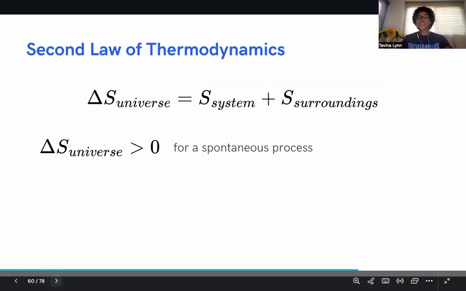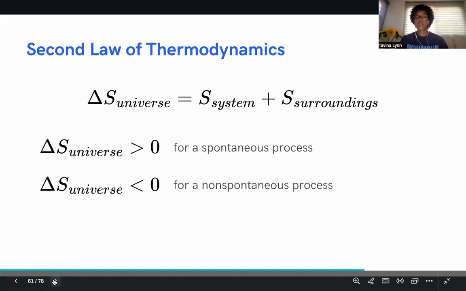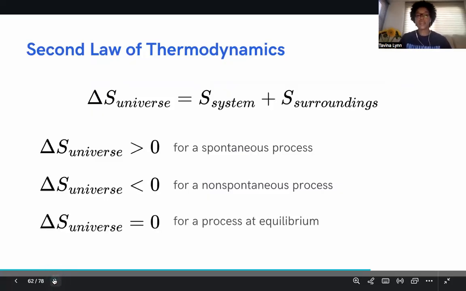So our delta S, or change in entropy of the universe, will be greater than 0, or a positive value, for a spontaneous process. For a non-spontaneous process, it'll be less than 0. And at equilibrium, it will be equal to 0. Second law of thermodynamics.